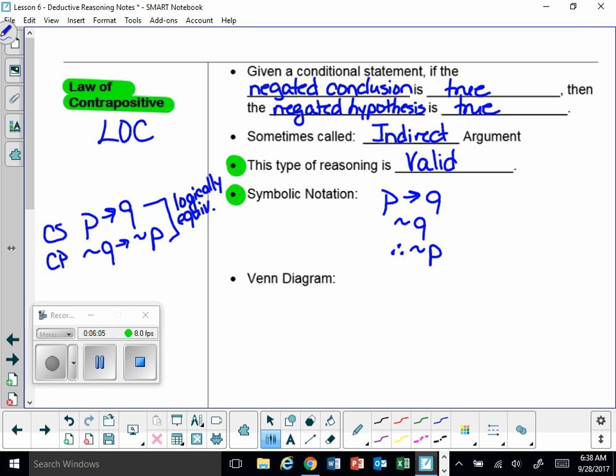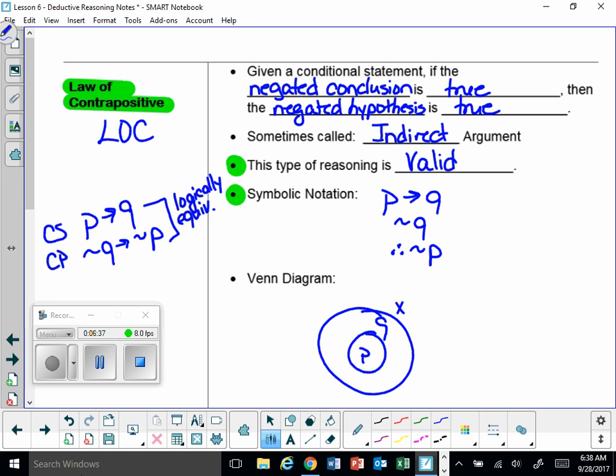So let's see. If I clean my room, then I may go to the movies. I did not go to the movies, therefore I did not clean my room. Indirect argument. Okay, and the law of contrapositive. On the SOL, you will see it as the law of contrapositive. Okay, and the Venn diagram, again, I don't care about it. Looks like that.